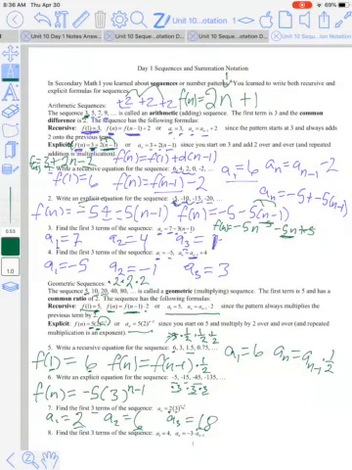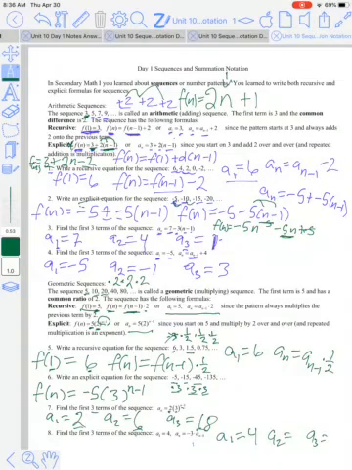Okay, look at this next one here. Ready? Find the first three terms of the sequence. A sub 1 equals 4. So, okay, they already give me a sub 1. A sub 1 equals 4. And then I want a sub 2, and I want a sub 3.